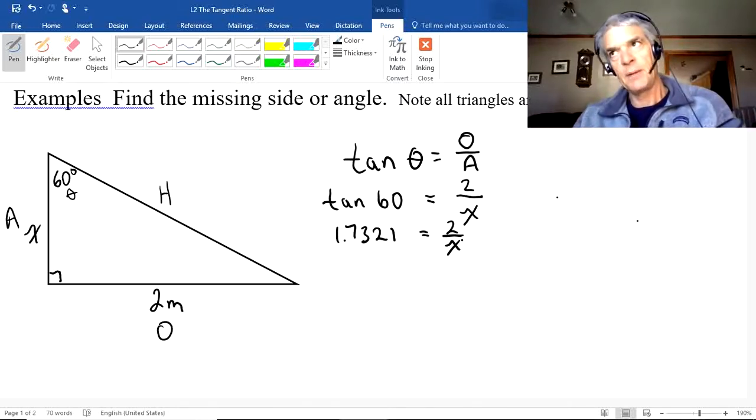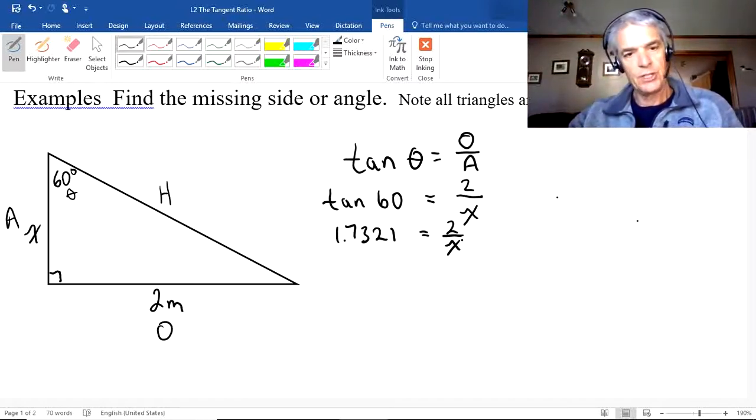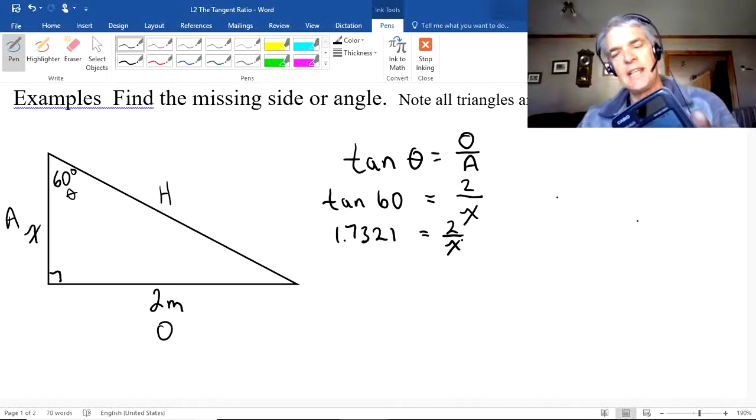Now be careful, some calculators actually require you to go 60 and then put tan. So you have to know what yours is, okay? So in my case, I'm going to do this, tan 60 equals, and the answer is 1.7321, just the exact same as I've already got there.